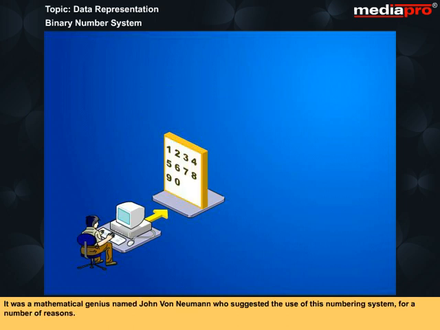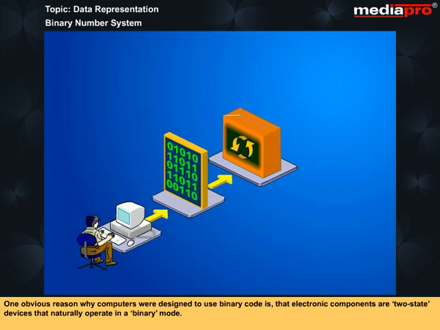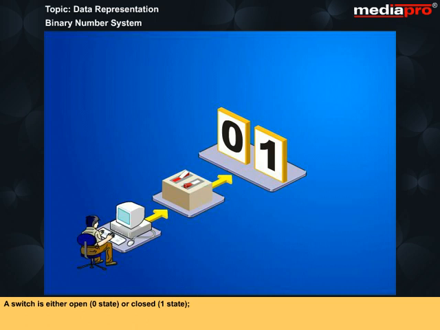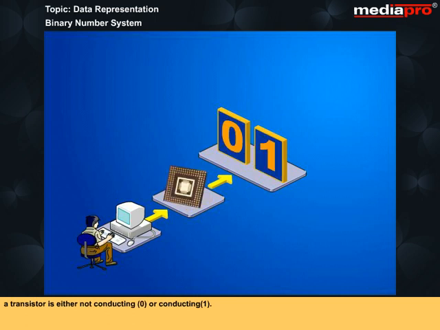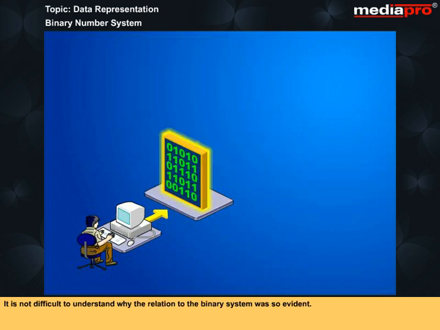It was a mathematical genius named John von Neumann who suggested the use of this numbering system for a number of reasons. One obvious reason why computers were designed to use binary code is that electronic components are two-state devices that naturally operate in a binary mode. A switch is either open, 0 state, or closed, 1 state. A transistor is either not conducting, 0, or conducting, 1. It is not difficult to understand why the relation to the binary system was so evident.